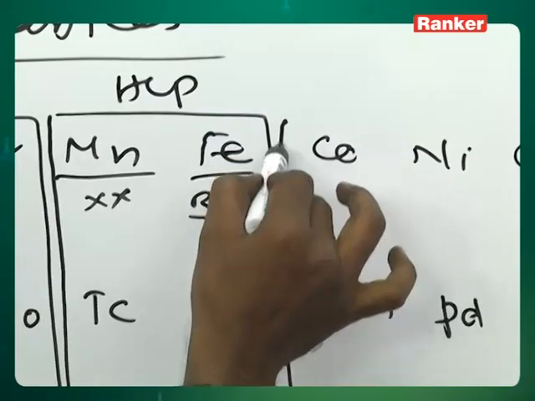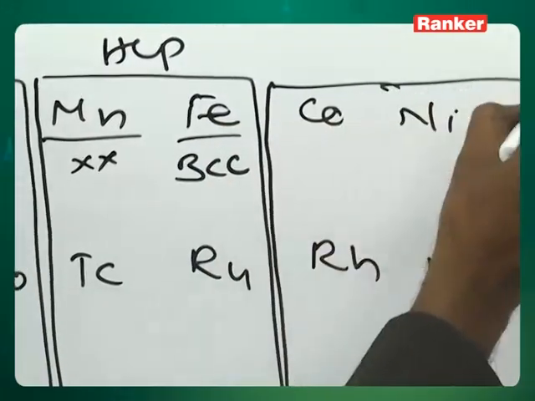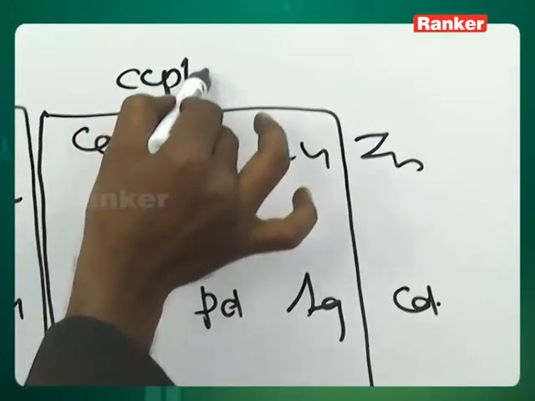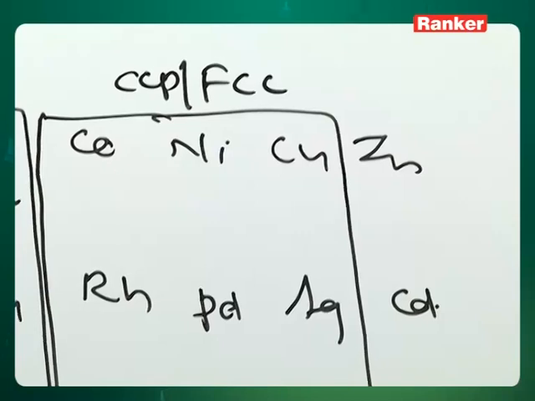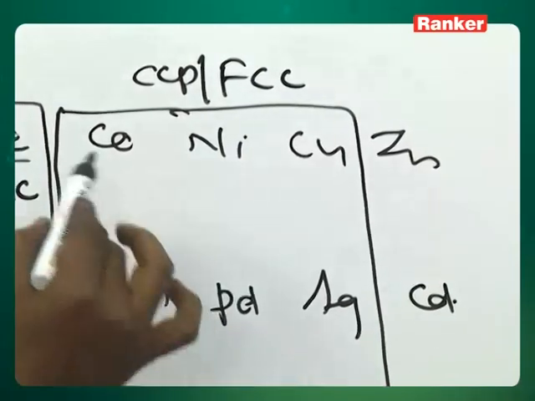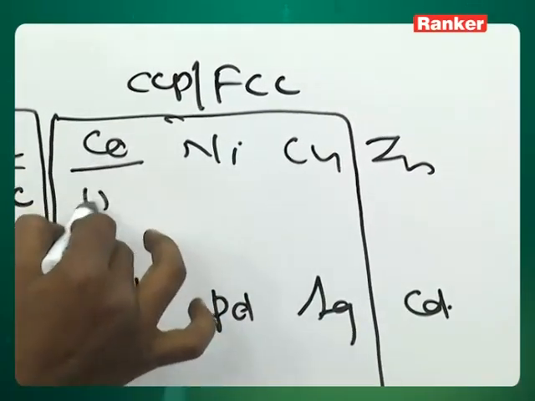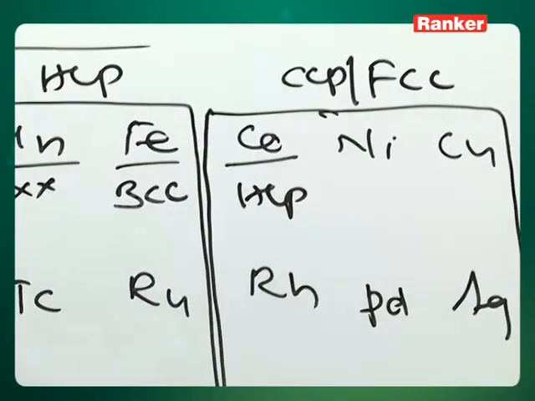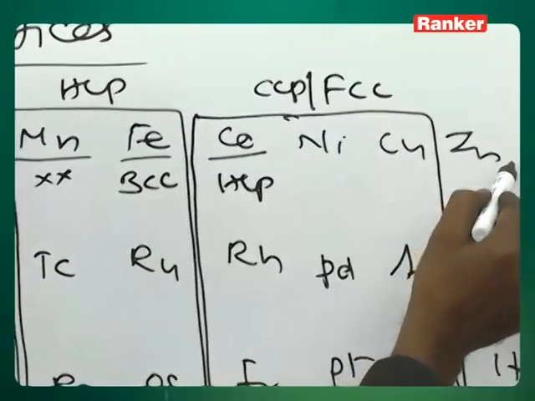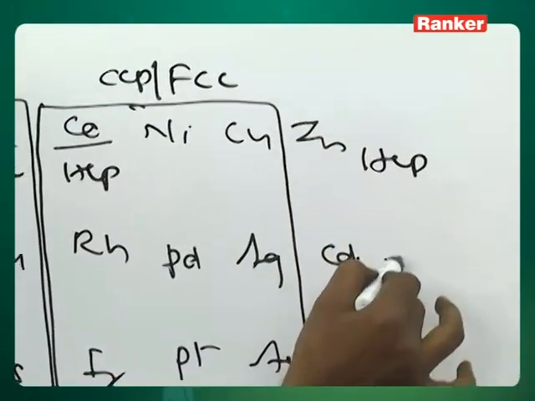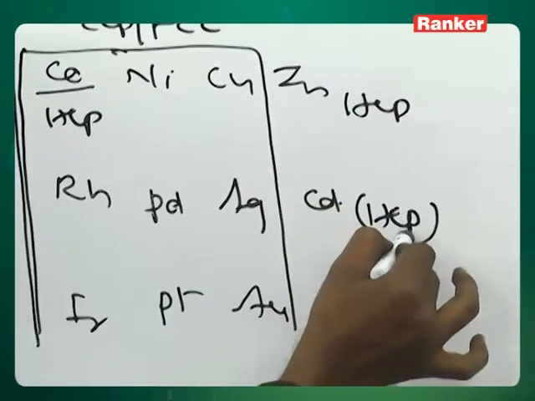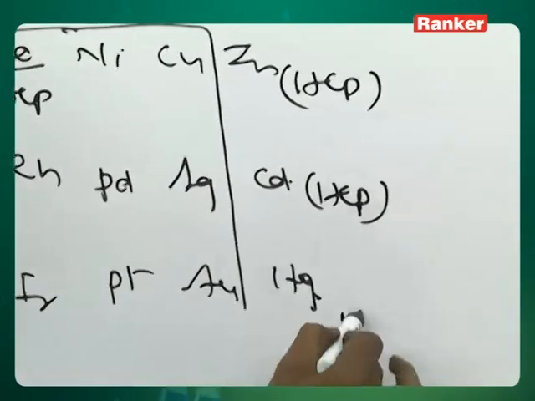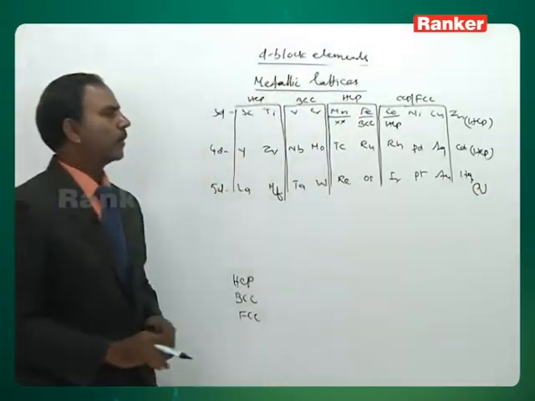Coming to the remaining three vertical columns, they have CCP or FCC; both are one and the same. Of these nine elements, cobalt has HCP and the remaining all have FCC or CCP. Zinc has an HCP metallic lattice, and cadmium again has HCP. Mercury is a liquid, so it does not have a particular metallic lattice.